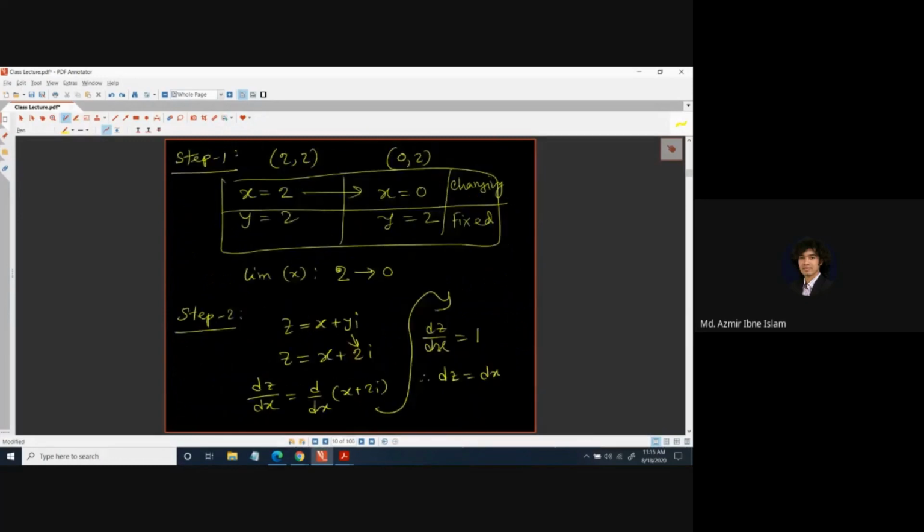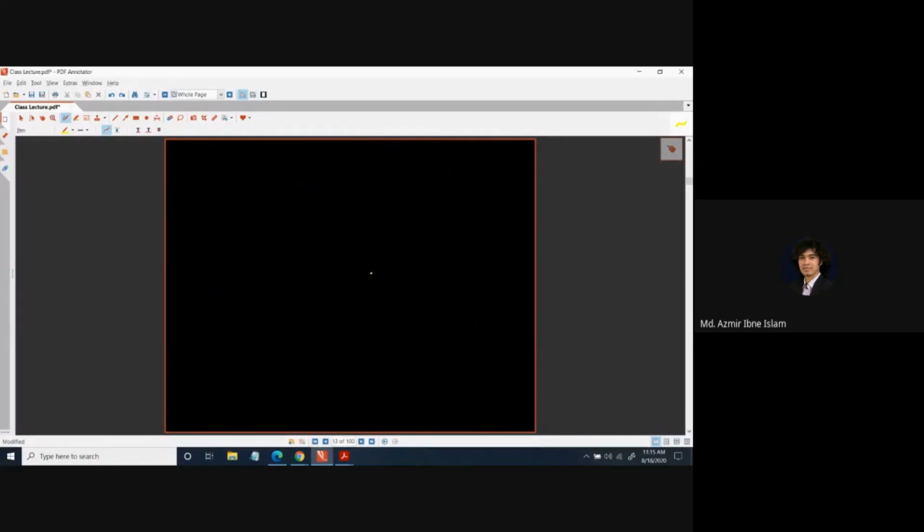Now let's move to the complicated ones. Suppose we have a complex integral where both x and y are changing. So in that case, what we have to do?